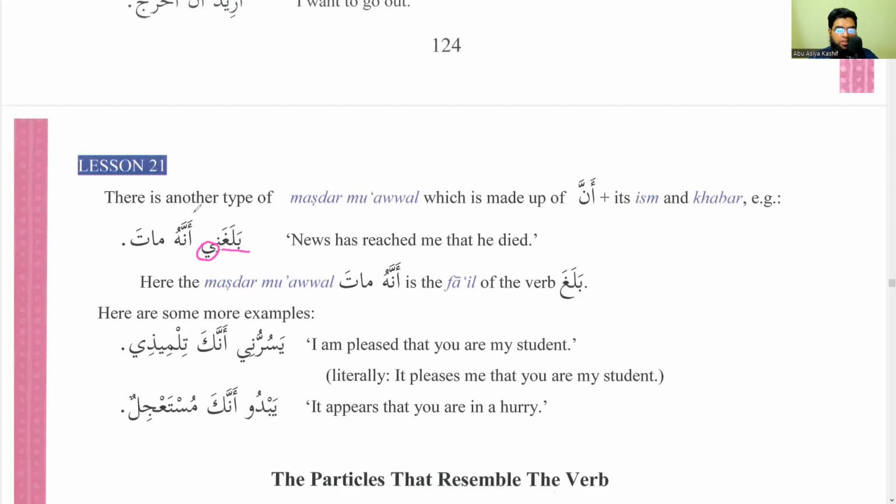What reached me? This whole thing is the fa'il. And then you divide this. This is anna, this is ismu anna, and this is khabar anna. Because the whole sentence can also be a fa'il, by the way.